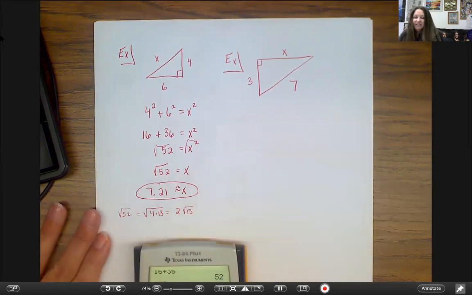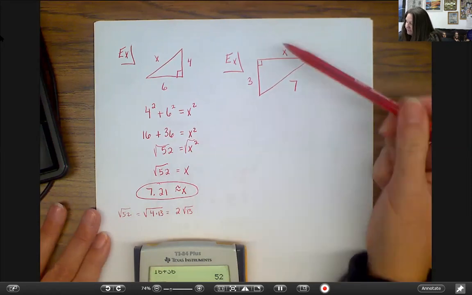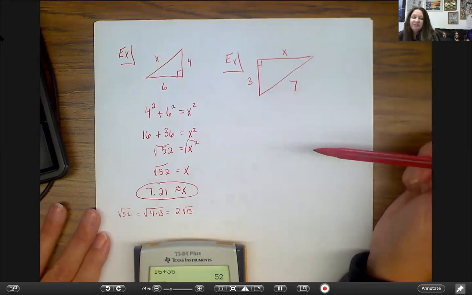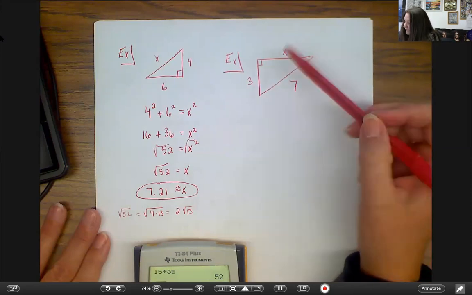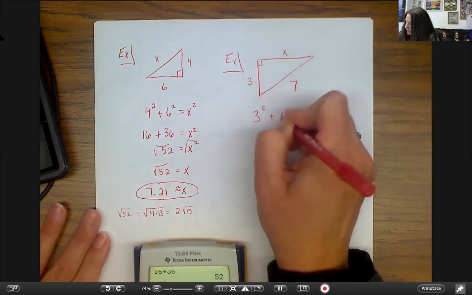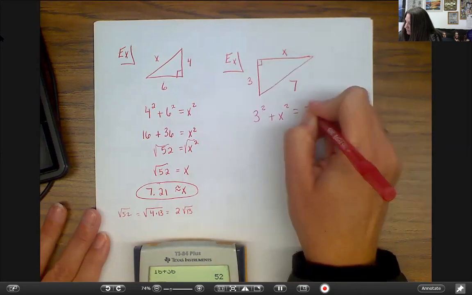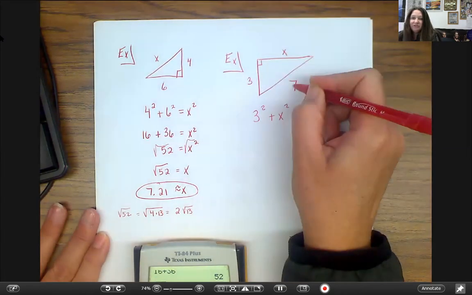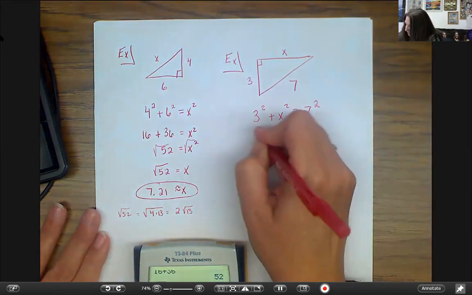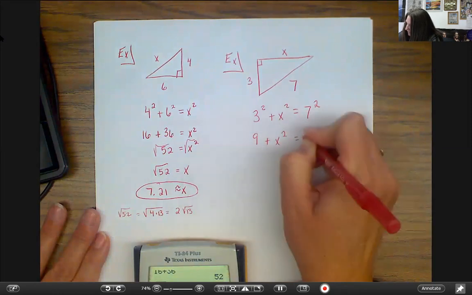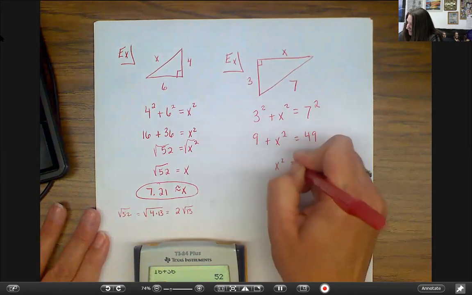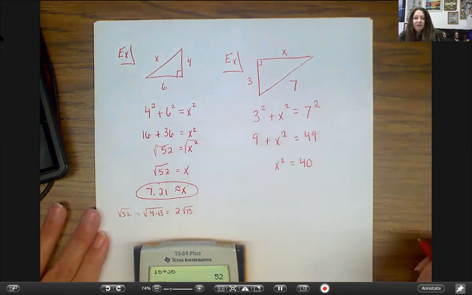All right, so let's look at the second one here. Be careful. Again, we do have a right triangle, so we can use Pythagorean theorem to solve for a length. And I should notice that the two legs are 3 and x. So I've got 3 squared plus x squared equal to the hypotenuse, which is directly across from my right angle, 7 squared. So now I've got 9 plus x squared equal to 49.